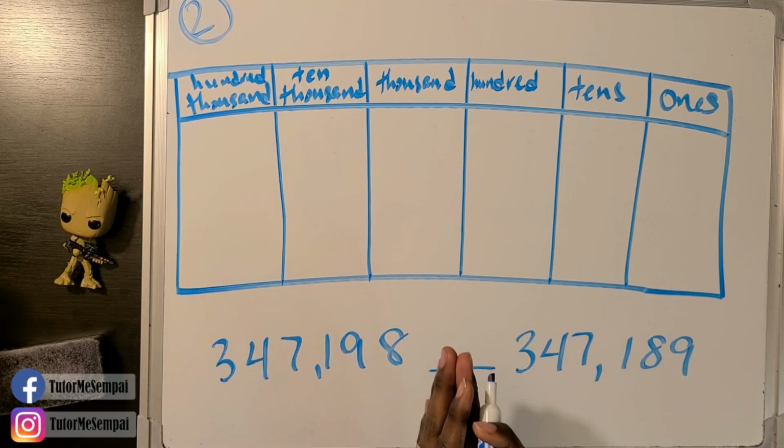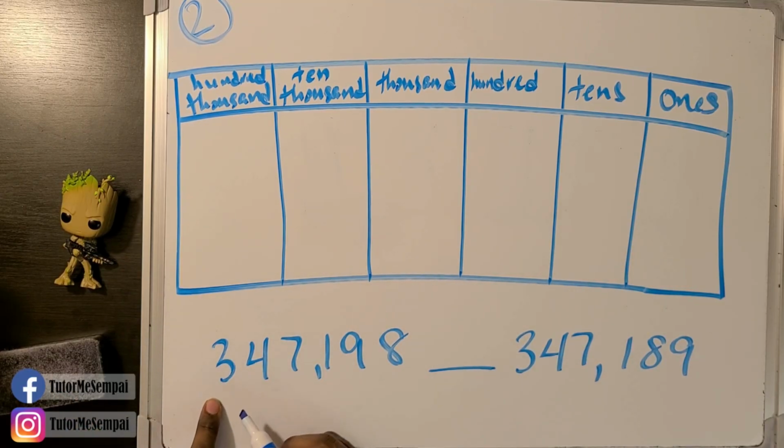But let's look at another example with two numbers that have the same amount of place value entries. In this example, we have two numbers that are fairly big. Our first one is 347,198.